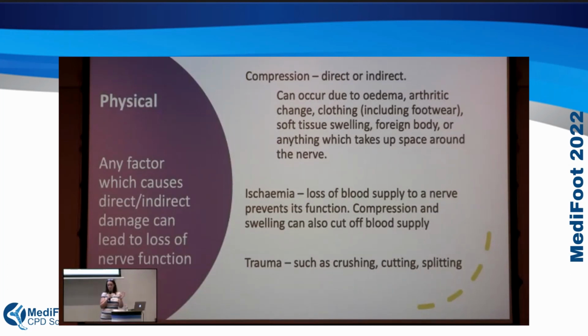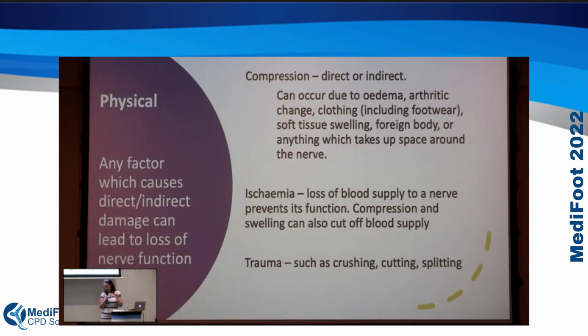And as I said, it can be from clothing, but it can also be from surrounding anatomical structures as well. So that could be that there is joint swelling. It could be that there is edema in an area. It could be there's a foreign body. It could be there's a tumour. Anything that takes up space around the nerve.